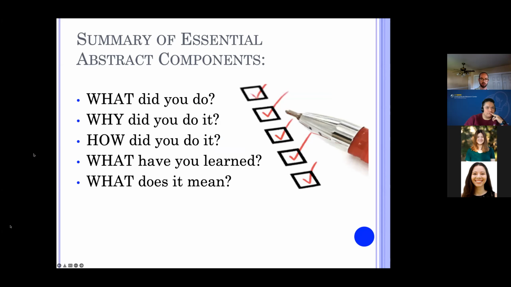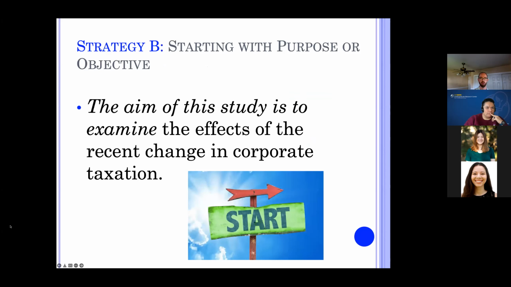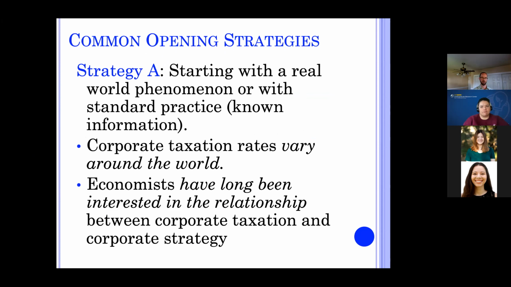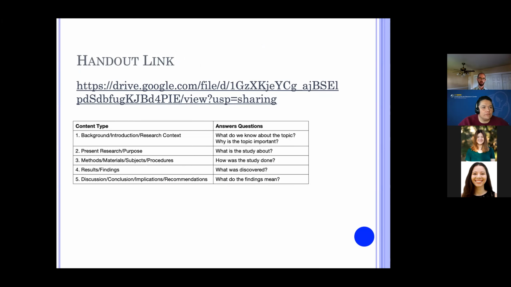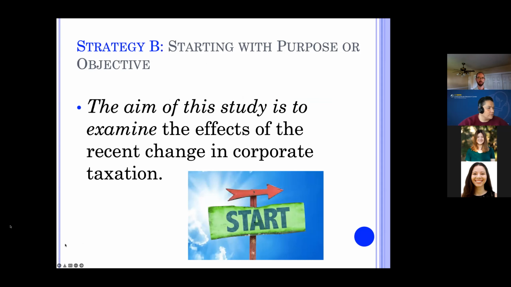And then I'll bring it back up. I'll bring up what to do here in a minute. So this is strategy A, starting with the real world phenomenon. Are you good, Justin? Yep, no worries. Okay, so back to this. Go ahead and we'll take about 4 minutes to let you look through yours and then we'll talk about them, okay? Can you go to strategy B? Yep. Thank you so much.